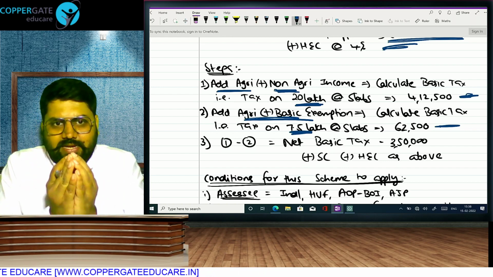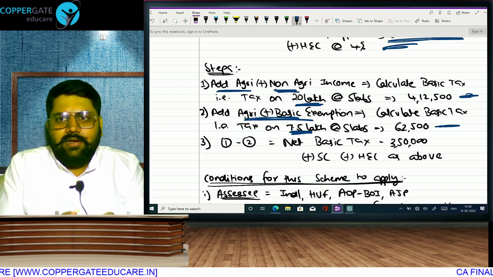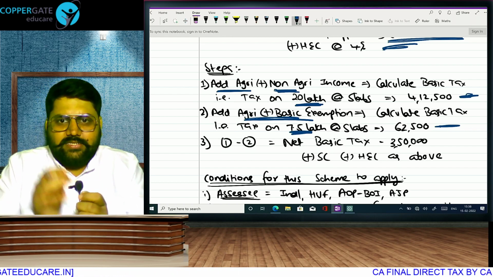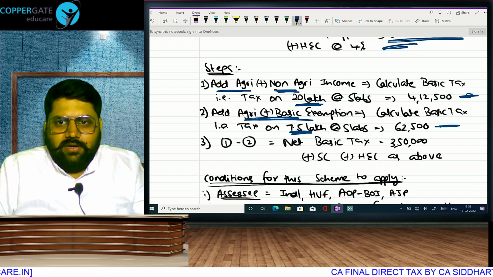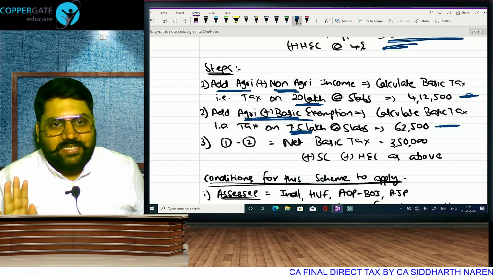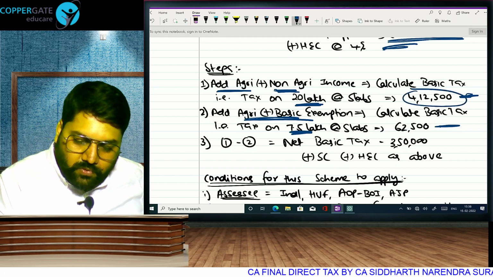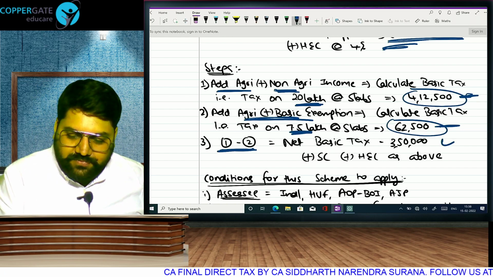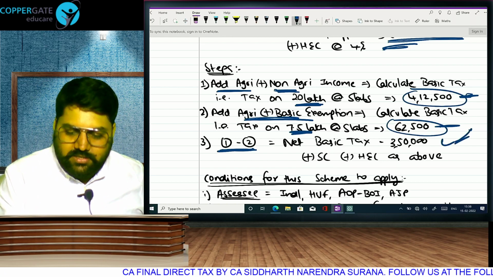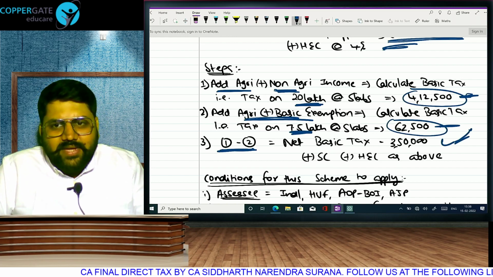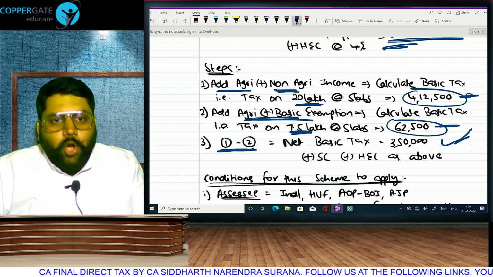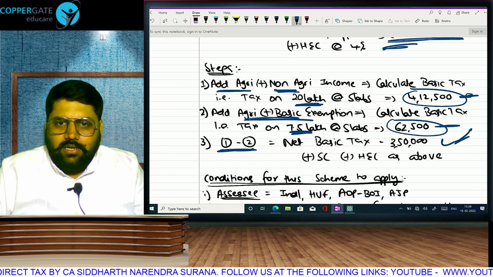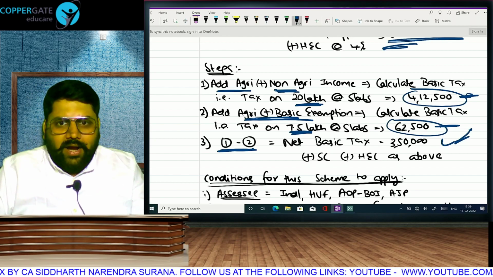So total income, agriculture plus non-agriculture, calculate tax, and then basic exemption plus agriculture, calculate tax, and your final answer of basic tax is going to be this 4,12,500 minus 62,500, 1 minus 2, and if you observe carefully, you still get the same answer. So basically, we are taxing your normal income at higher slabs because you have already taken the benefit of agriculture income, and that is your scheme of partial integration.